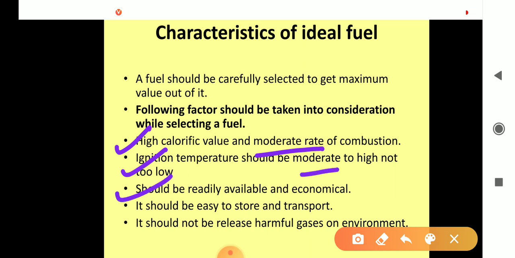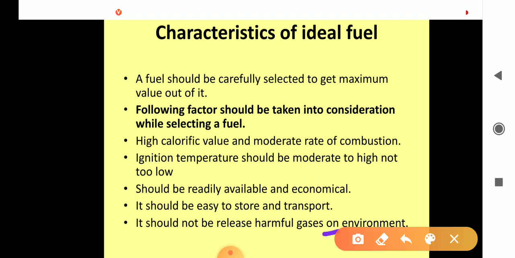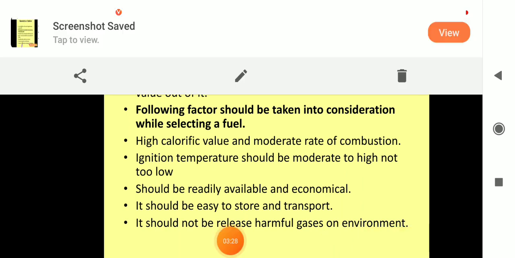And it should be readily available and should be economical also. And it should be easy to transport and to store. It should not release harmful gases in the environment, right? There are some mistakes here. It should be "in", and "B" should not be there. It should not release harmful gases in the environment.